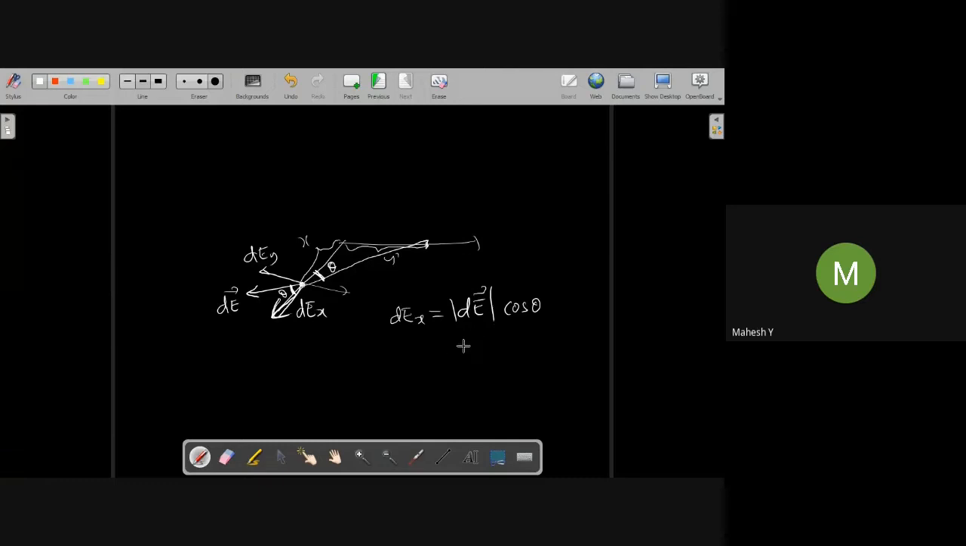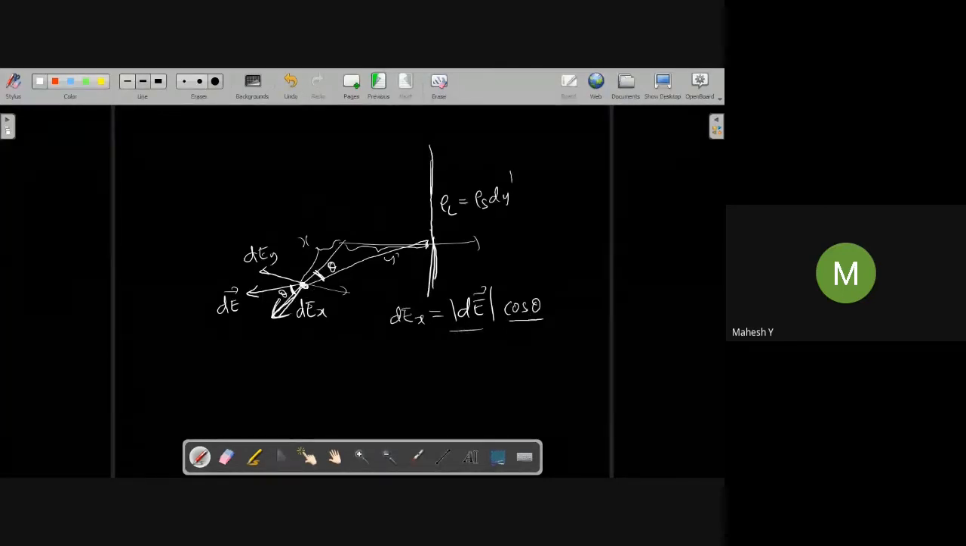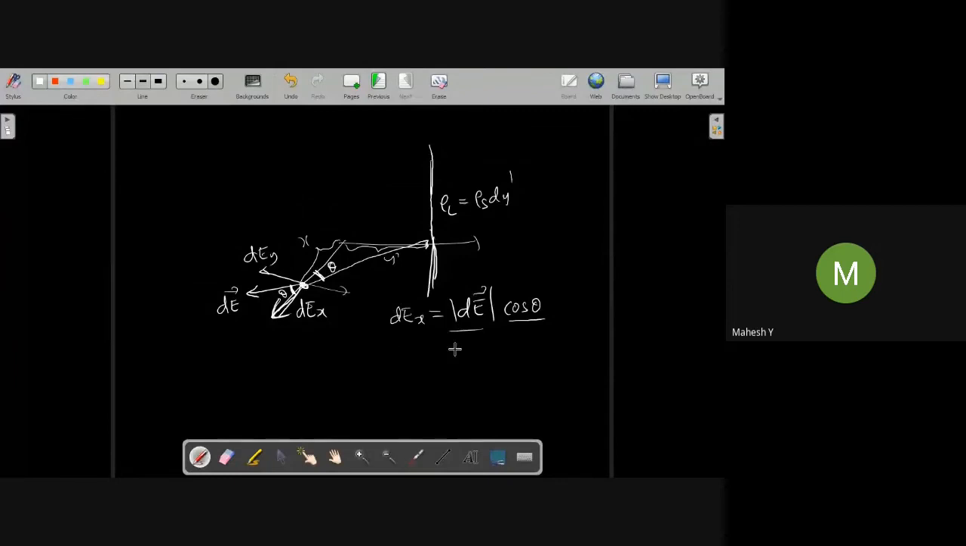dE cos theta. Now this is the line with line charge density rho L equal to rho S into dy prime. I want dE and cos theta. Then we have to integrate for the entire variable which we are using. Now, can somebody tell me what is the value of mod dE? So what is dE?